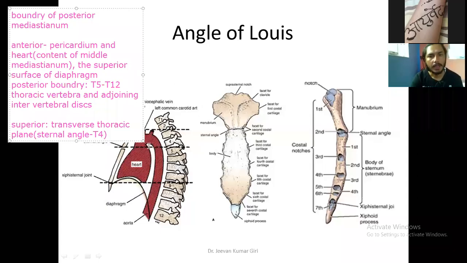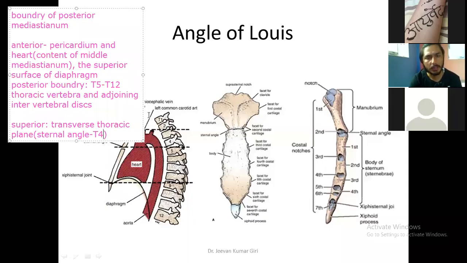See, this posterior mediastinum also communicates with the neck region through the prevertebral fascia. There is a space just behind the prevertebral fascia, and that space communicates with the neck also through the superior mediastinum. Just remember this much.